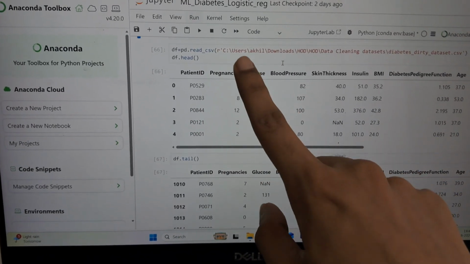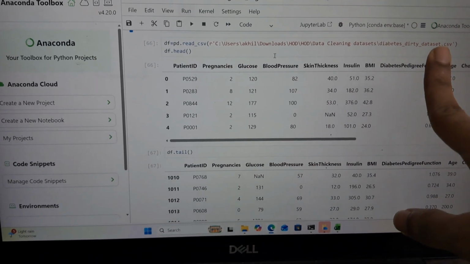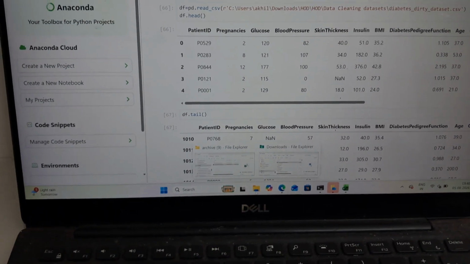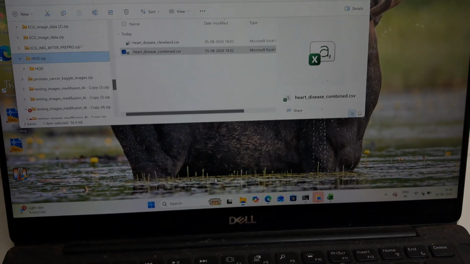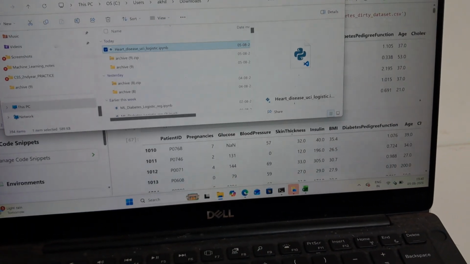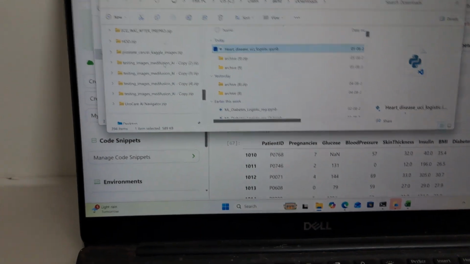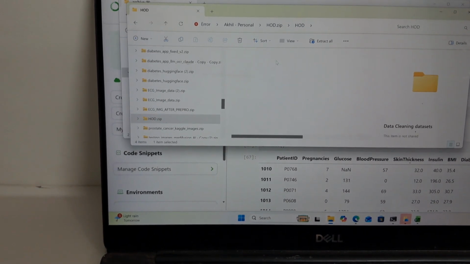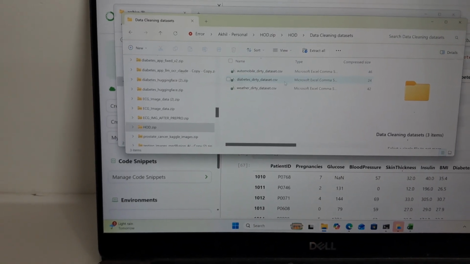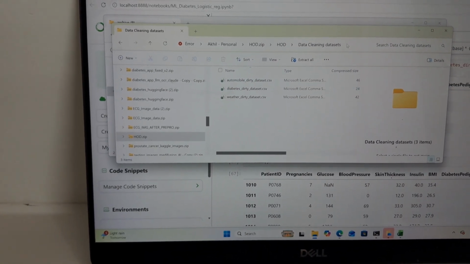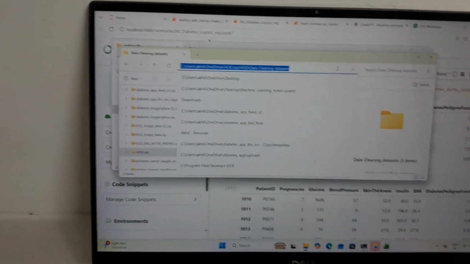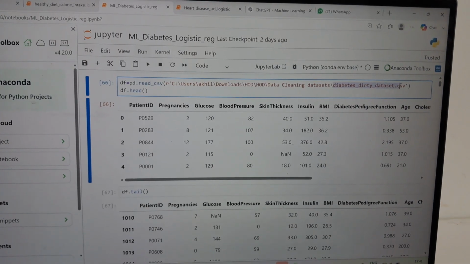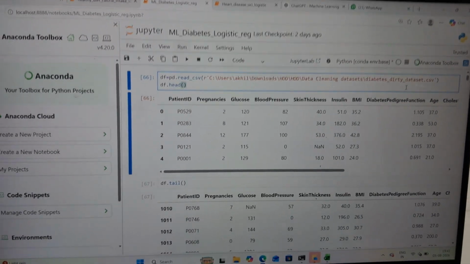Now, first, this is the diabetes dirty dataset. So copy and paste the location here, from file explorer. In hod.zip, this is my folder path, data cleaning dataset. This is my diabetes data. So I've copied the location and pasted it here. And this is the diabetes data dirty dataset.csv, the name of the file.